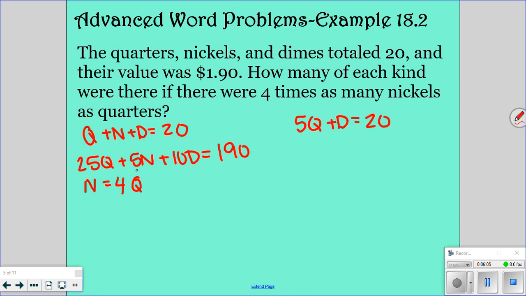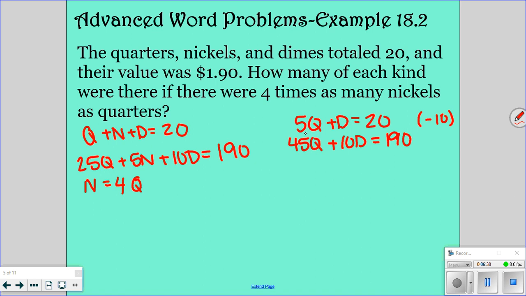And then here, 5 times 4q would be 20q. So 25q plus 20q would be 45q plus 10d equals 190. And then you can do substitution or elimination. I personally prefer elimination, but you could solve for d and plug it in and get the same answer. I'm going to do elimination. It's your choice.